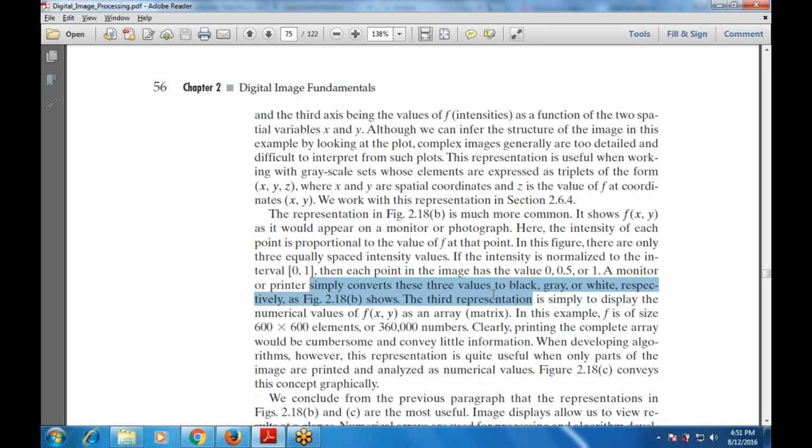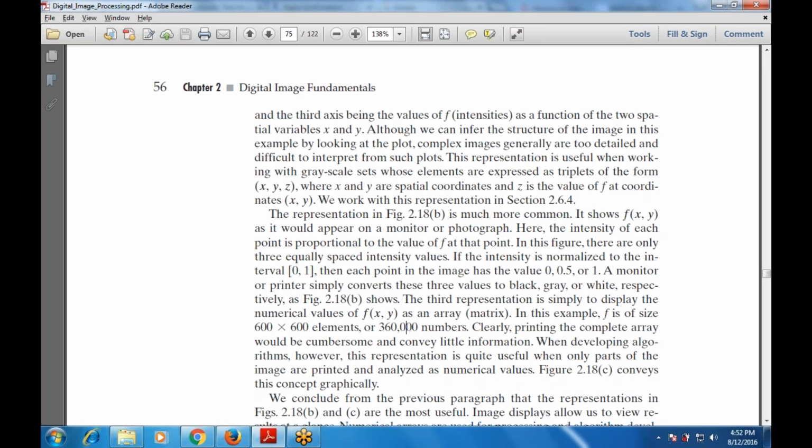That means 0 is converted into black, 0.5 is converted into gray, and 1 is converted into white. And the third representation is simply to display the numerical values of f(x, y) as an array, a matrix. In this example, f is of size 600 by 600 elements, that is 360000 numbers. When we talk about printing, a complete array will be cumbersome and convey little information about the data.